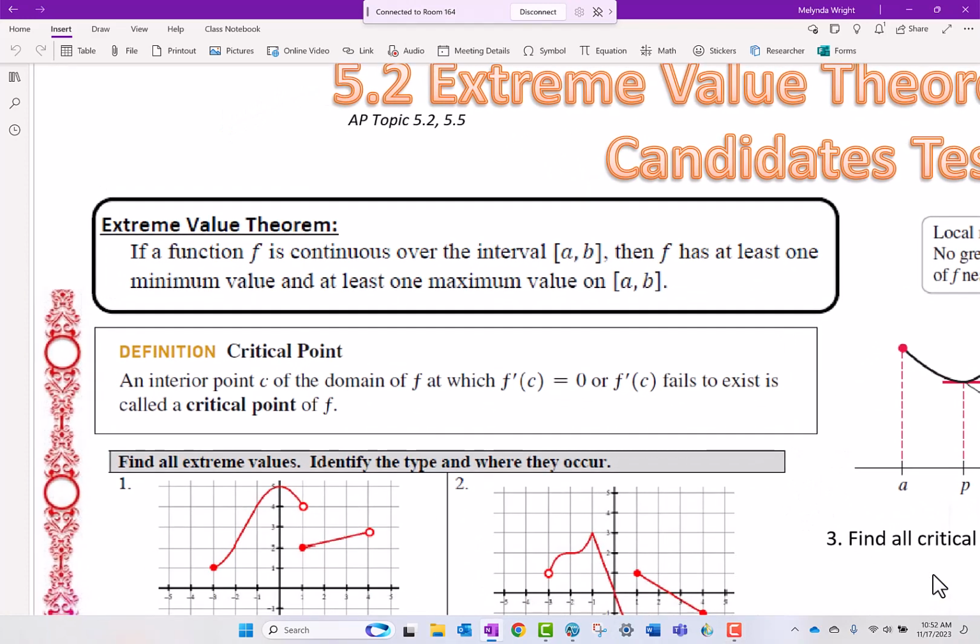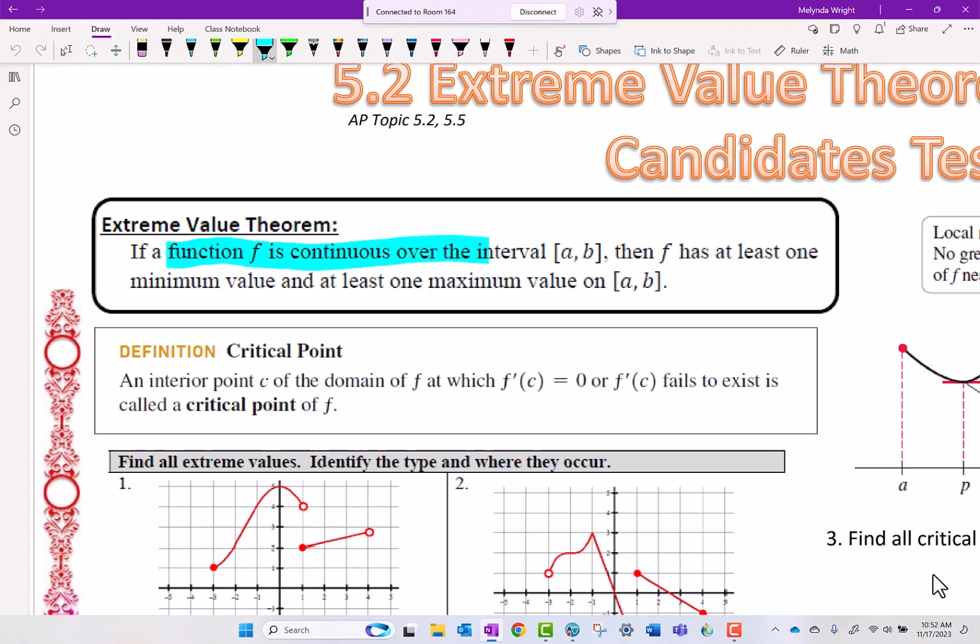What this tells us is basically if our function is continuous over a closed interval, okay, so if it's continuous over the closed interval, then the function is going to have at least one minimum value and at least one maximum value. So let me be even more specific.